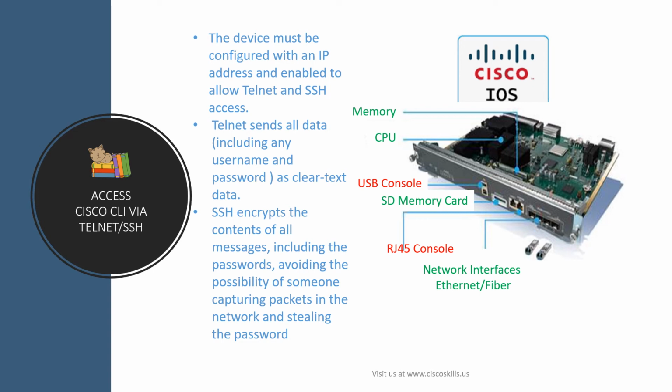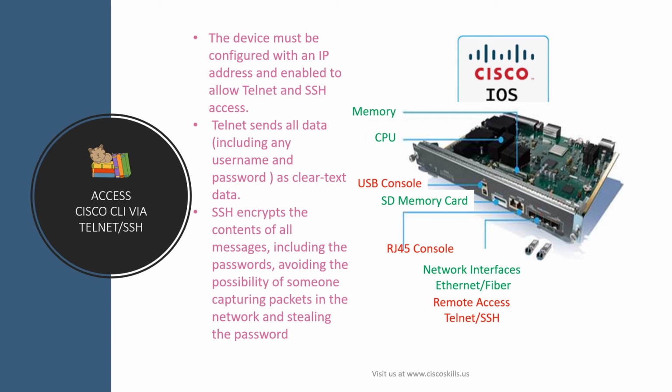The second option to access Cisco CLI is remote access via Telnet or SSH. With this option, the device must be configured with an IP address and enabled to allow Telnet and SSH access. As you may know, Telnet sends all data, including username and password, as clear text, while SSH encrypts the contents of all messages, including the passwords, avoiding the possibility of someone capturing the packets in the network and stealing the password.